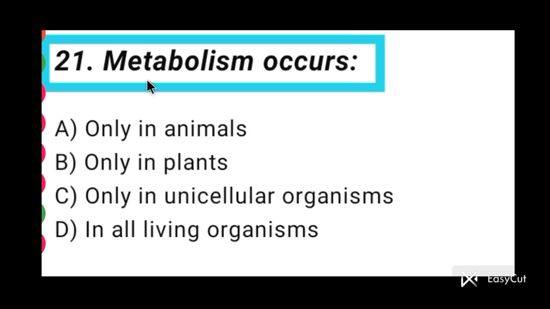Question number 21. Metabolism occurs in. So metabolism occurs in all living organisms, whether they are unicellular or multicellular. All plants, animals, fungi and microbes exhibit metabolism. So the sum total of all chemical reactions occurring in our body is metabolism. Option D is correct for question number 21.